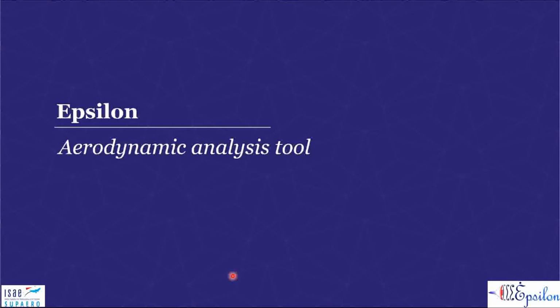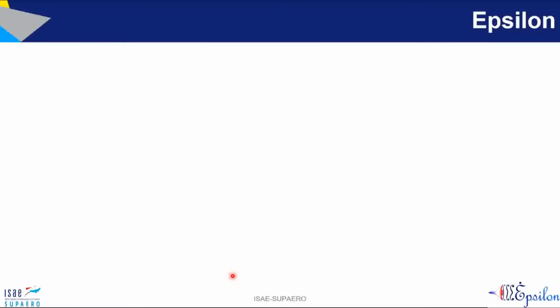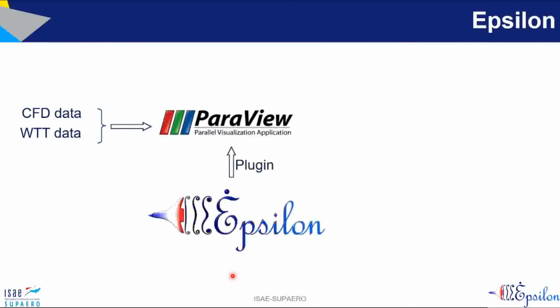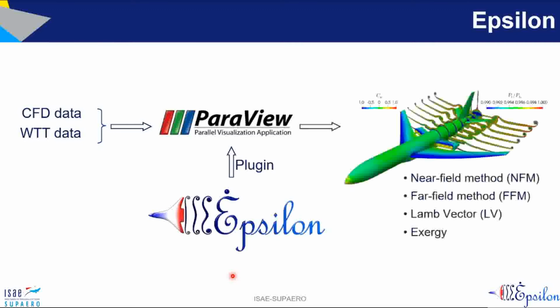Epsilon is an aerodynamic analysis tool that has been developed for aerodynamicists. Basically, you can use either your CFD data or your wind tunnel data, which is loaded in Paraview, that is actually the background analysis tool. And then, by using our plugin Epsilon, you are able to perform some specific aerodynamic analysis method. In particular, we have covered some existing methods like near field, far field, lamb vector, and in particular, exergy.